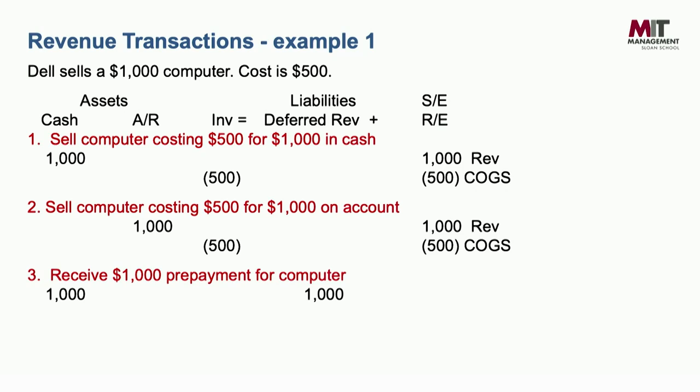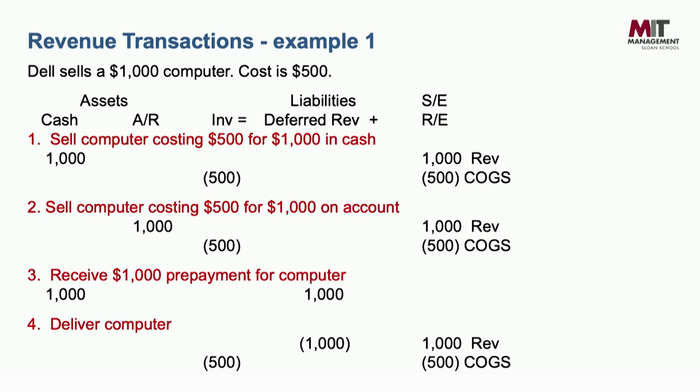Now, sometime in the future, Dell delivers this computer. What do you think is going to happen then? So basically, this transaction shows that the deferred revenue on delivery of the computer becomes regular revenue. So deferred revenue is going to go away. $1,000 is going to decrease deferred revenue. That'll become regular revenue. And then the cost of goods sold side of the transaction is identical.